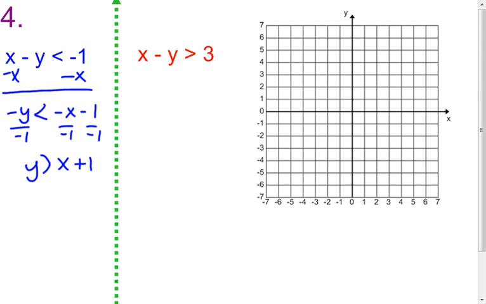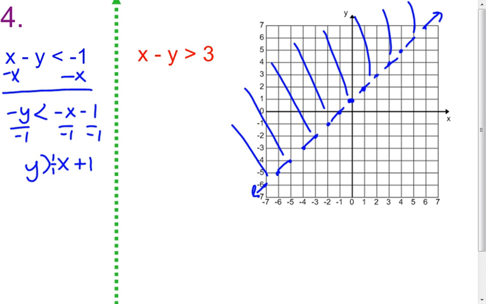It does cross the y-axis at 1. It has a slope right here of 1 over 1. So I will go up 1, right 1, or down 1, left 1 would be the other thing you could do. And that inequality symbol is not underlined, so I would connect those with a dotted line. It is a greater than symbol, so I would shade above that line.